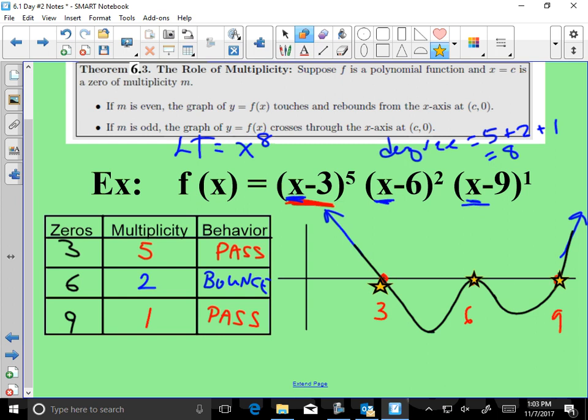That, that, and one more thing. Can you think of it? The behavior. What else? What would be up here? What if I plug in 0 for x? The y-intercept, right? And what would it be? Well, it would be negative 3 to the 5th times negative 6 to the 2nd times 9. I don't know what that is, but it's going to be a really big positive number.